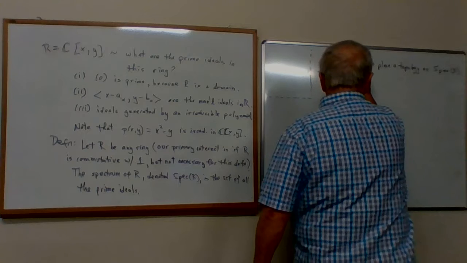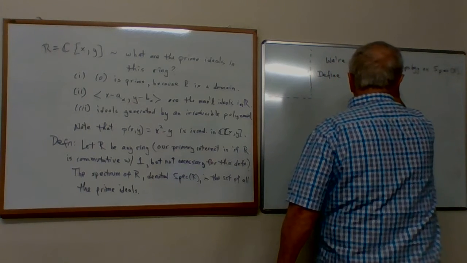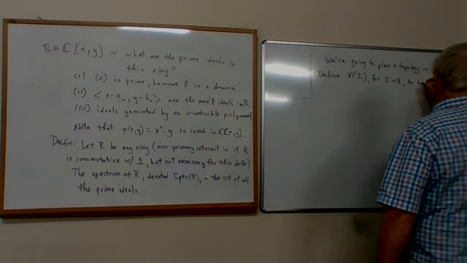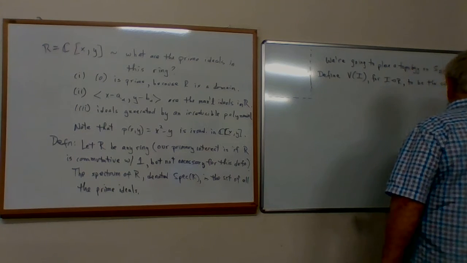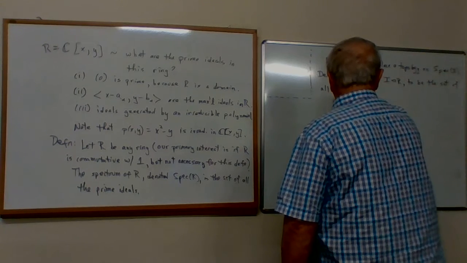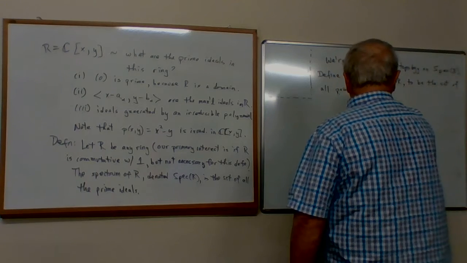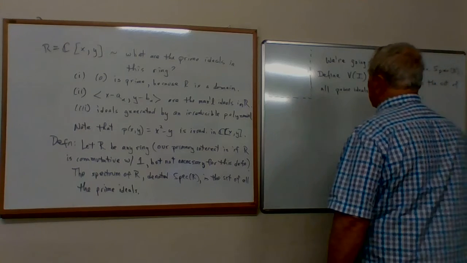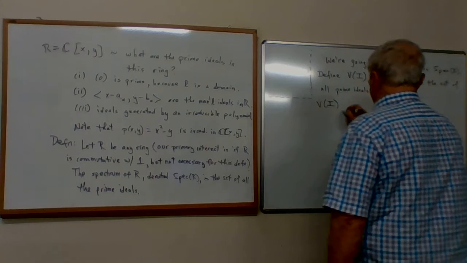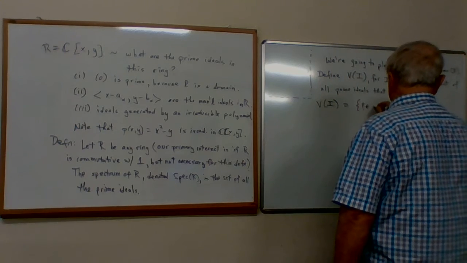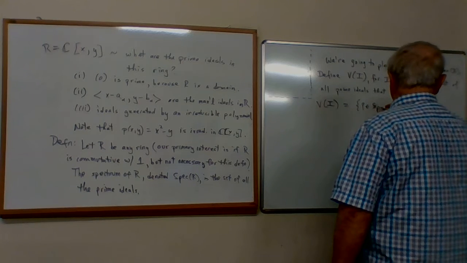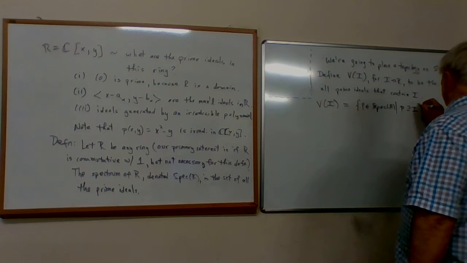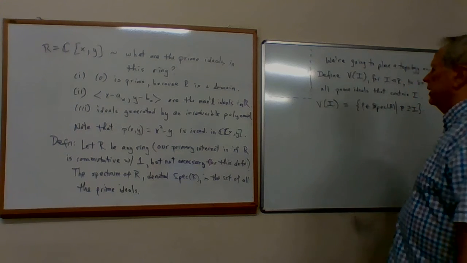So, define V of I, for I any ideal of R, to be the set of all prime ideals that contain I. So, want to get used to the notation. V of I is equal to the set of all P in Spec R, I should use a capital S here since I want to be uniform about it, such that P contains I. Okay, you can do that for any ideal.